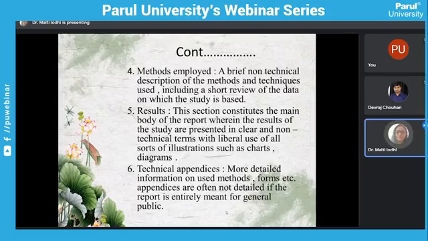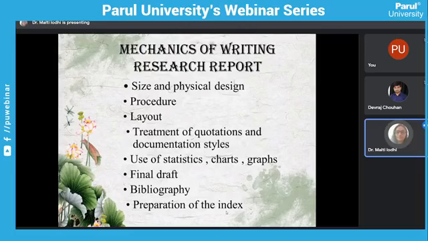I'm going very fast because these are matters which I do not have to discuss in detail. But before talking about the research findings, we must know how to disseminate the research report or how to write the research report. That is why these points are very essential to learn before disseminating or utilizing the research report. So that is why I am going very fast.